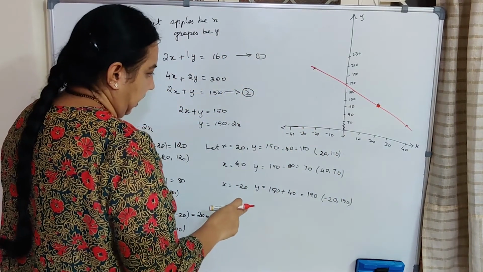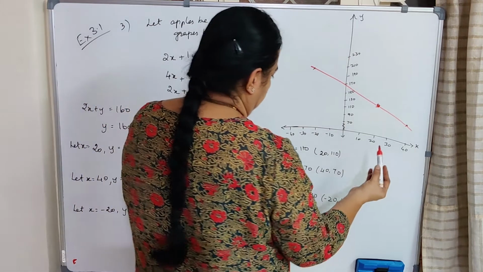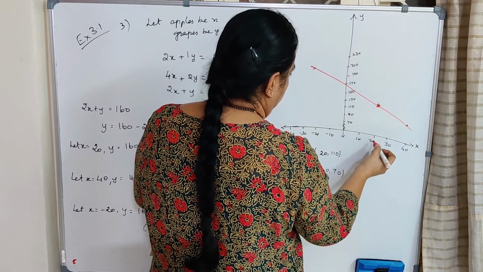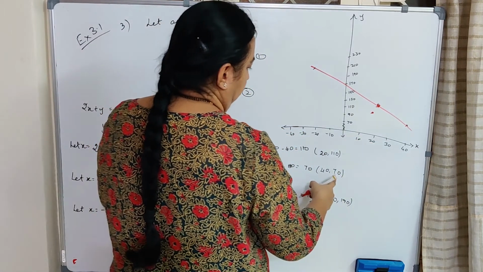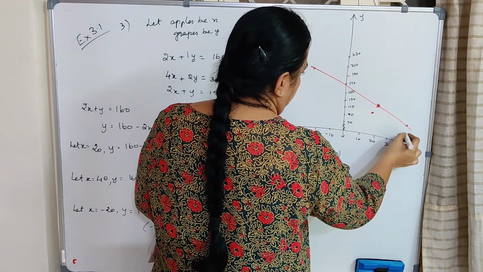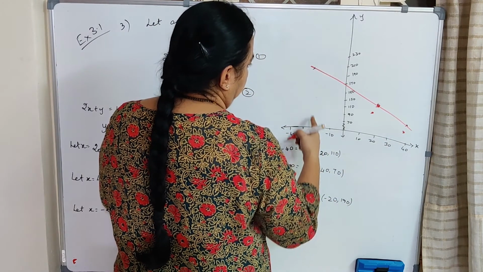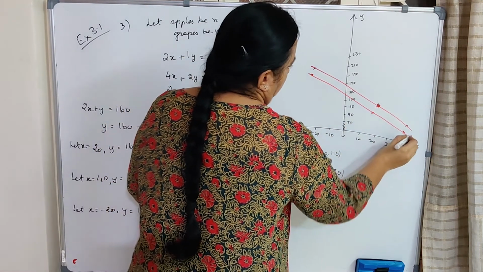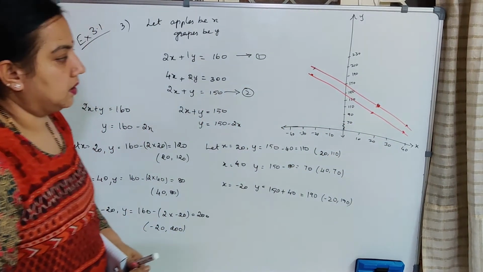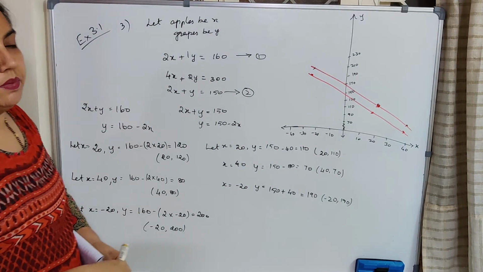Then the next line will be 20 and 110. 20, 110 here. Then the next point 40 and 70, and minus 20 and 190. See? What do you understand by these 2 lines? These 2 lines are going to be called parallel lines. These 2 lines don't meet at all.